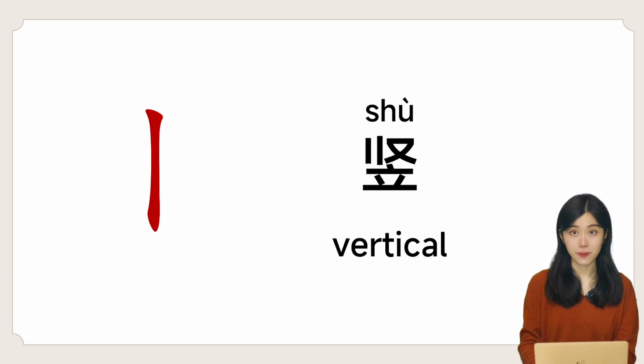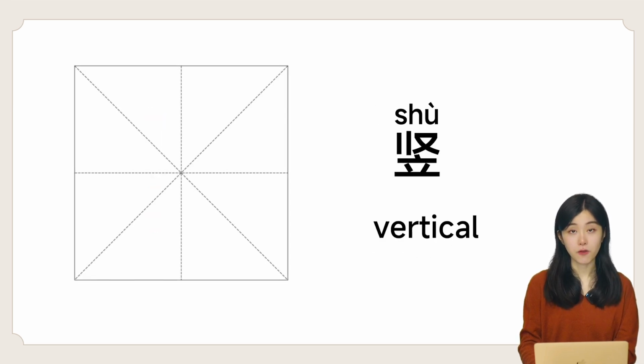Now we move on to the second stroke called 竖. Please read it after me. 竖. Vertical. How should we write this stroke? We should write it from the top to the bottom, like this. Now, let's practice writing some example characters using 竖.